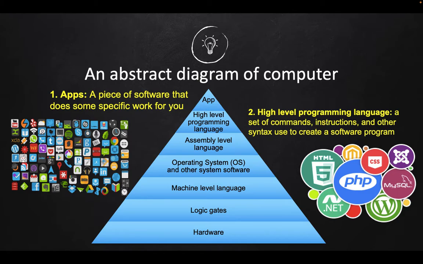The second layer of computer is high-level programming language. This is a set of commands, instructions, and other syntax used to create a software program or the software applications that I have just mentioned. I am pretty sure you have already heard about several programming languages. For example, I believe you have heard about HTML, CSS, Python, JavaScript, C++, Java, all these languages. Those are some of the languages that are developed to help app developers develop their specific application easily. Those are all examples of high-level programming languages.